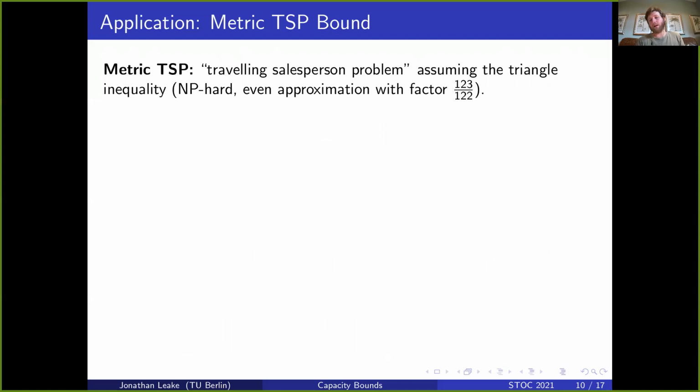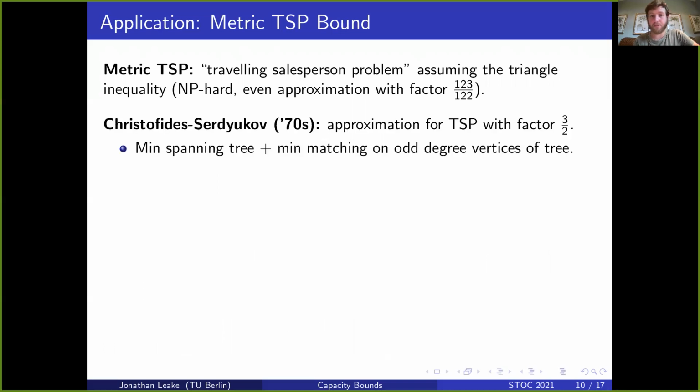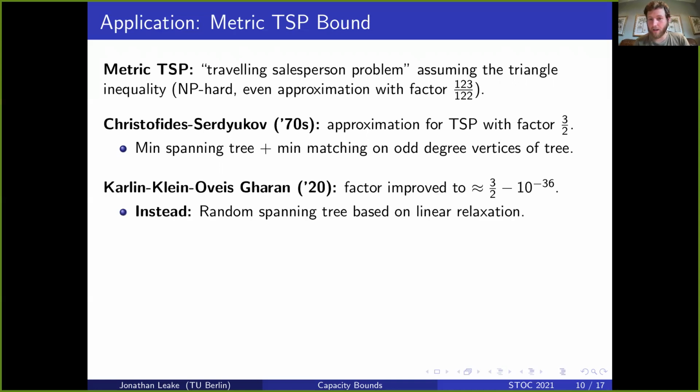Okay. So the other main application we give is related to this very recent exciting work on metric TSP. So TSP is the traveling salesperson problem, where metric means you just assume the triangle inequality. So this is a hard problem, even approximation within a particular factor. But there is an approximation that one can do efficiently within a factor of 3/2. This is from the 70s. And very recently, I put 20 here, but of course, you could also put 21, this Karlin, Klein, Oveis Gharan paper is in STOC this year.